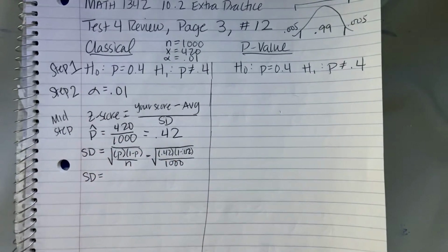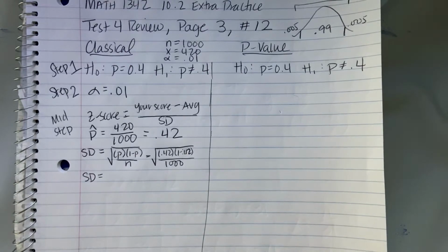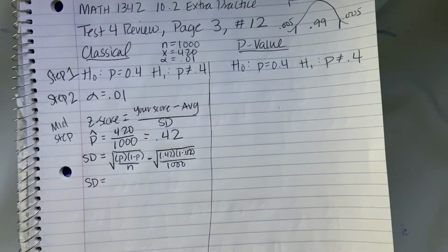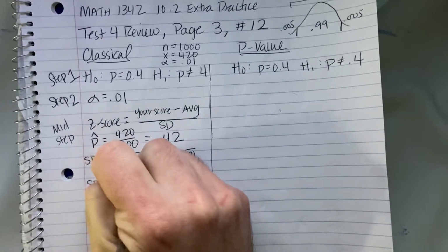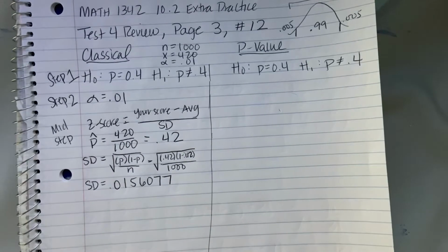If we put this all into the calculator, let's see. Square root of 0.42 times 1 minus 0.42 divided by 1,000. And I'm going to carry this to a lot of decimal places so that it doesn't cause me any rounding issues. This is 0.0156077. This is just to be safe, because normally I would put it all in one step and I don't want it to get messed up.